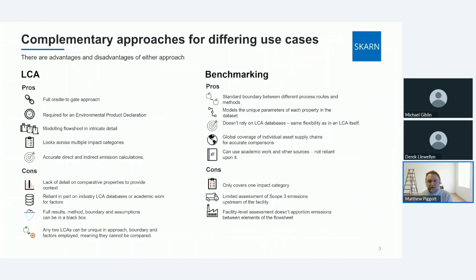In the benchmarking case, you have the advantage that you are looking across all these other properties, but you don't have that depth upstream. Any two LCAs can effectively be different in approach, boundary, inputs, and specific factors that are being employed for emissions, meaning that effectively they cannot be compared like for like.